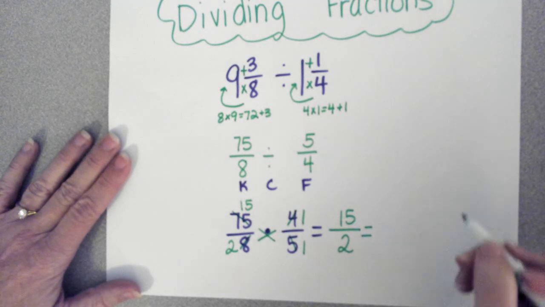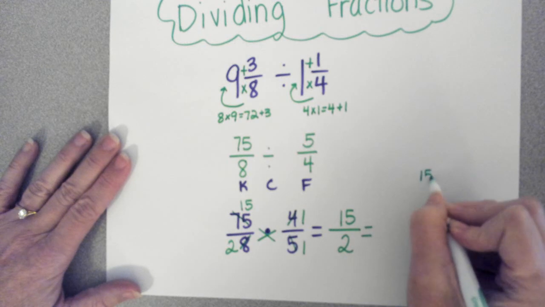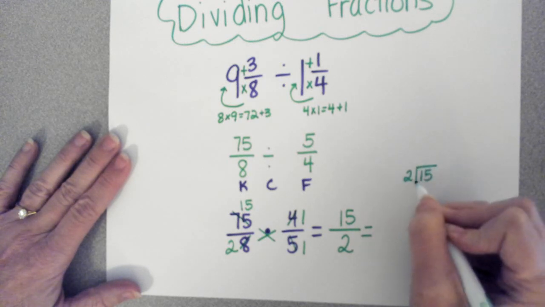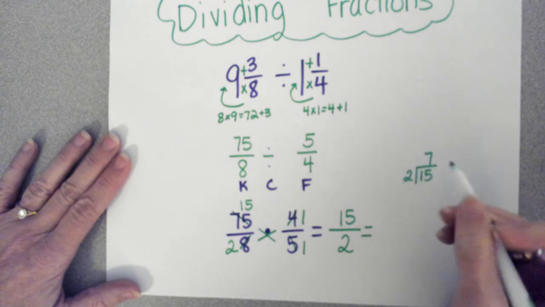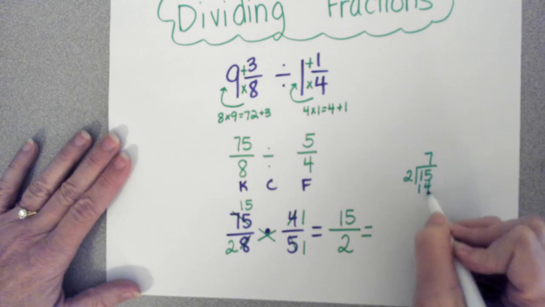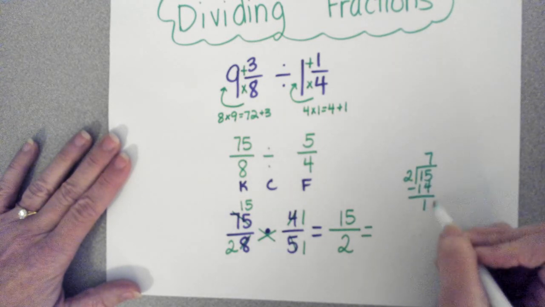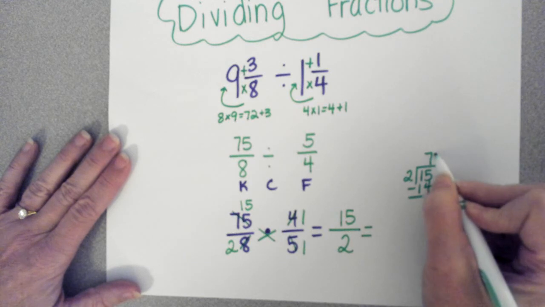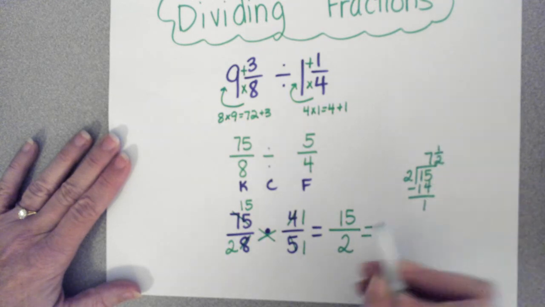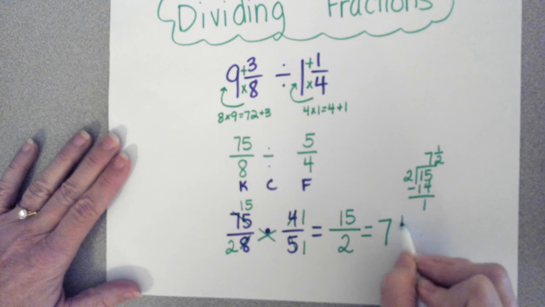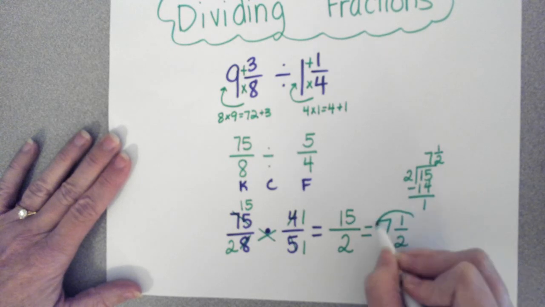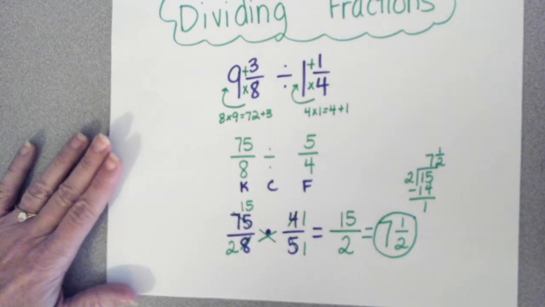To do that, I would divide 15 divided by 2. 2 goes into 15 7 times. 7 times 2 is 14, and I have a remainder of 1. Therefore, that is 7 1/2. So 15 halves is equal to 7 1/2. And that is how we divide fractions.